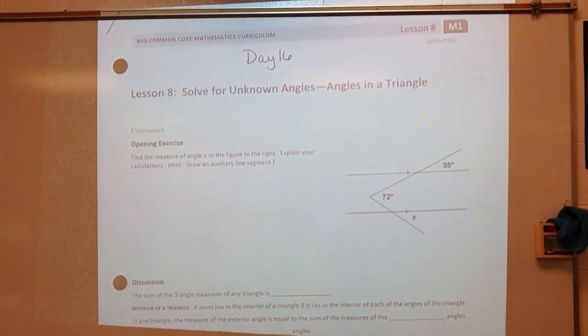Right, day 16, make sure you have out that lesson. Lesson 8, solve for unknown angles, angles in a triangle. Let's go ahead and look at this.